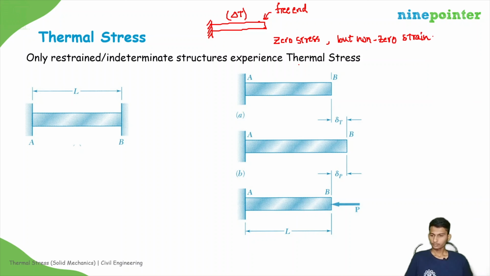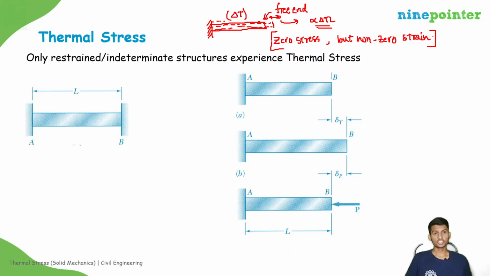This is the point, because if you change the temperature, then it will simply expand. Means if temperature is increased, it will simply expand without any resistance, right? That expansion length is given by alpha delta T into L. If temperature is increased, it will expand. If temperature is decreased, it will contract, right?